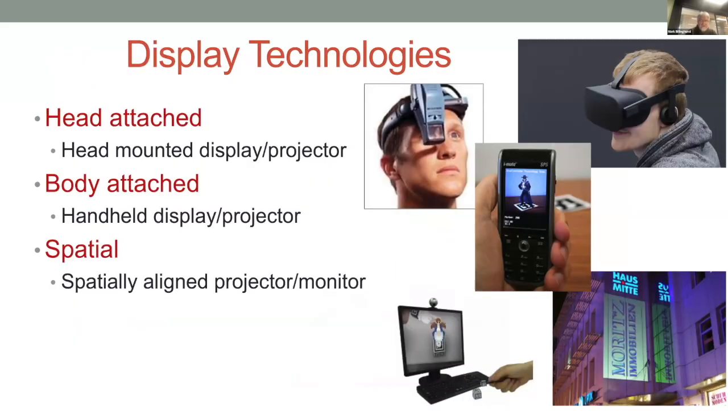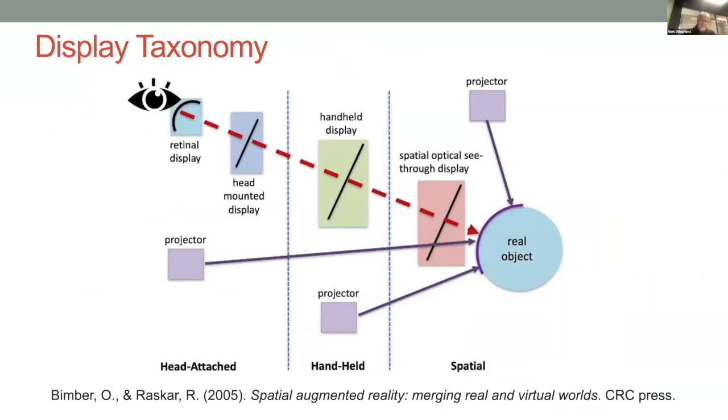So you can also imagine you have displays in your hand. You might call them body attached displays. You also are able to project onto objects, so you can call that spatial displays. So you can arrange these displays in a taxonomy, which Oliver Bimber did in his book here about 20 years ago. He talks about how you can categorize displays, whether they're head attached, so a head mounted display or a head mounted projector, with the handheld, so you can hold a mobile phone in your hand, or you could hold a projector, or whether they're spatial, so you could have some image you look through.